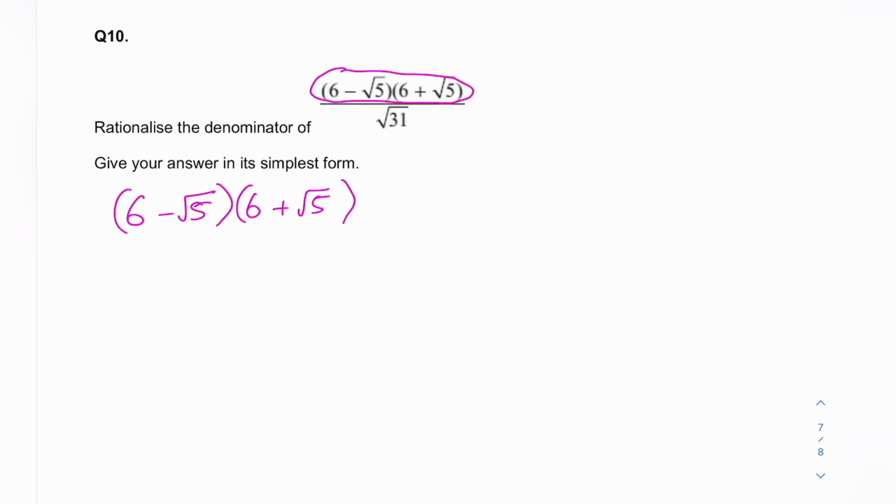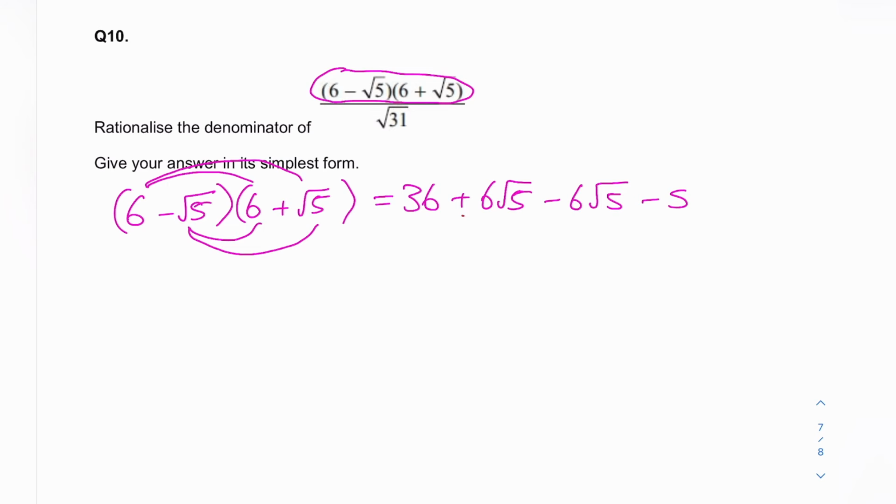6 plus root 5. 6 multiplied by 6 is 36, 6 multiplied by positive root 5 is 6 root 5. Negative root 5 times by positive 6 is negative 6 root 5. And then finally, negative root 5 times positive root 5 is equal to negative 5. We can again see that we've got positive 6 root 5, subtract 6 root 5, so they just cancel each other out. That leaves us with 36, subtract 5, which is equal to 31.